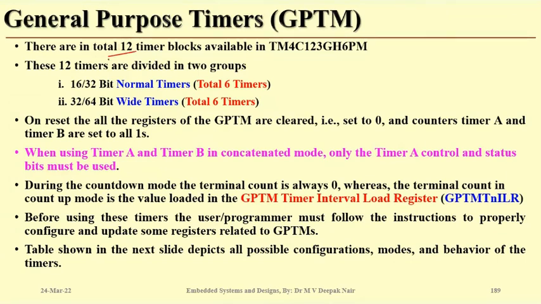Okay, let us come down to more details. So there are in total 12 timers, timer blocks we can say. The 12 timers can be divided into 2 groups. The first group is the normal timer group. The second group is the wide timer group. The normal timer group we will call the 16/32-bit timer. The wide timer will be designated for 32/64-bit timer. So many things to understand or to visualize now.